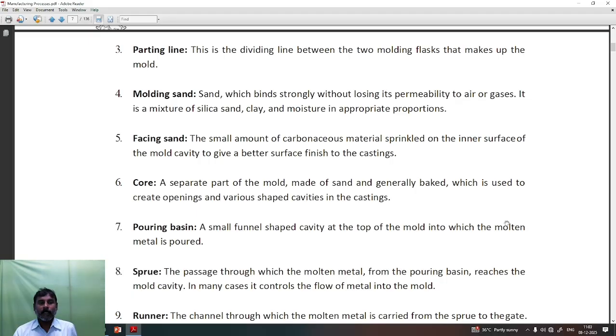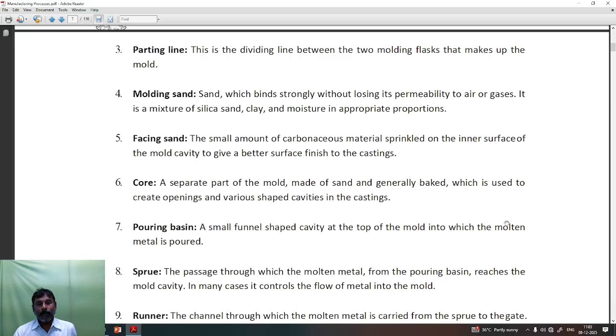Molding sand means sand which binds strongly without losing its permeability to air or gases. It is a mixture of silica sand, clay and moisture in appropriate proportions. Facing sand: the small amount of carbonaceous material sprinkled on the inner surface of the mold cavity to give better surface finish to the casting.